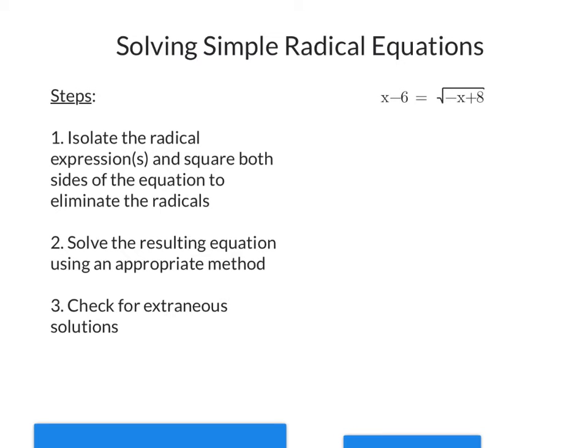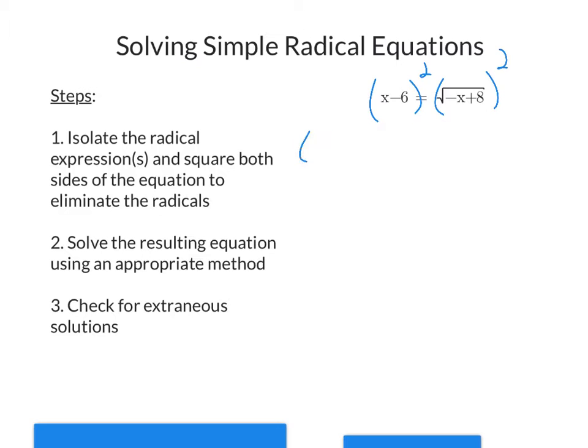x minus 6 equals the square root of the quantity of negative x plus 8. If I look at my right-hand side of the equation, the only thing over there is the radical. So the first part of step 1 is done. And I just need to square both sides of my equation to eliminate the radical. Remember, the square root symbol, the radical, and the exponent 2 will cancel each other out.